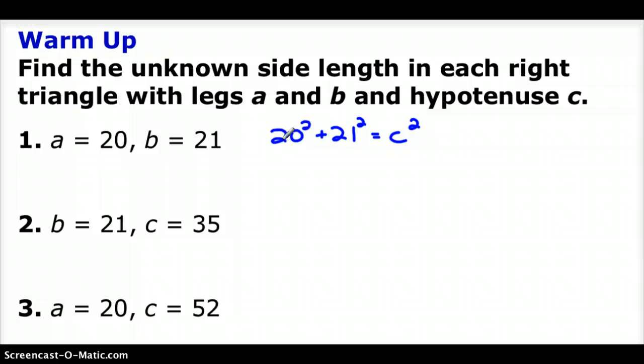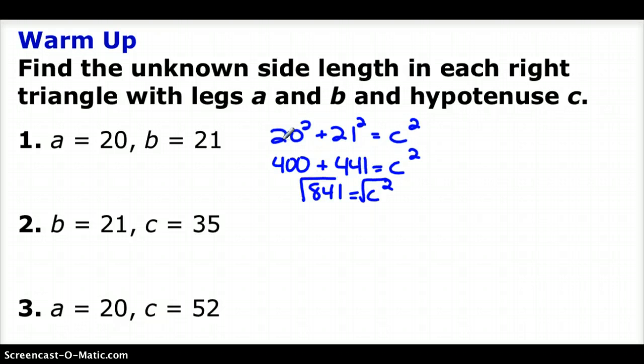You're going to need a calculator for this lesson. My calculator tells me that 20 squared is 400, and 21 squared is 441, and that all equals C squared. So I'm just going to simplify a little bit. If I add these two numbers together, I get 841. I know that the opposite of squaring something is taking the square root, so C should equal the square root of 841, which my calculator tells me is 29. Again, we can check our answer to see if it's reasonable, because our hypotenuse should be our longest length, which it is.